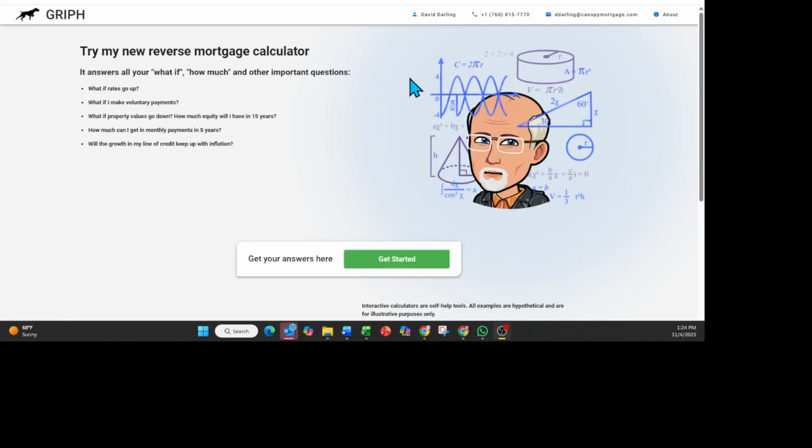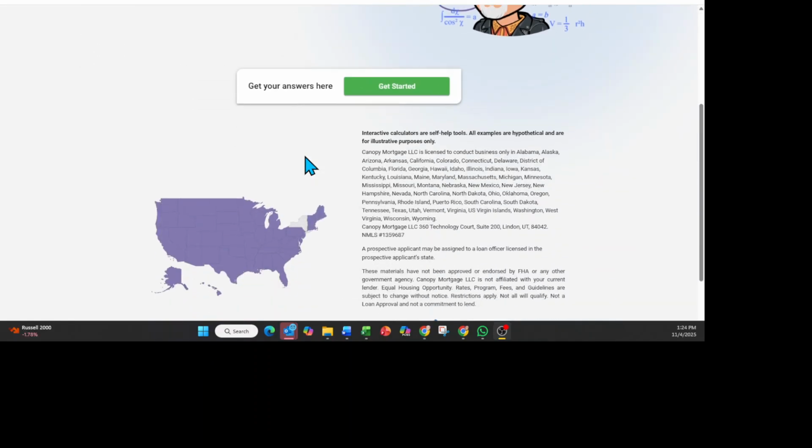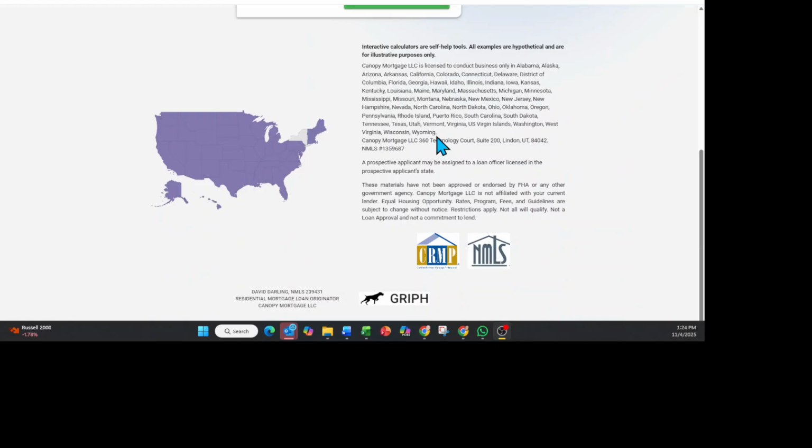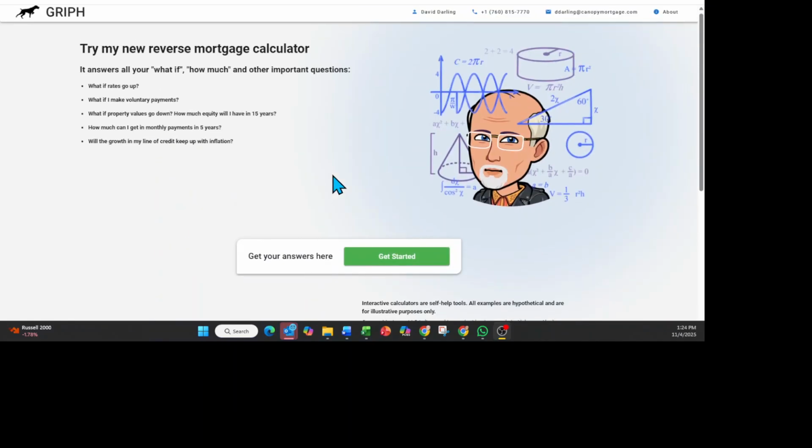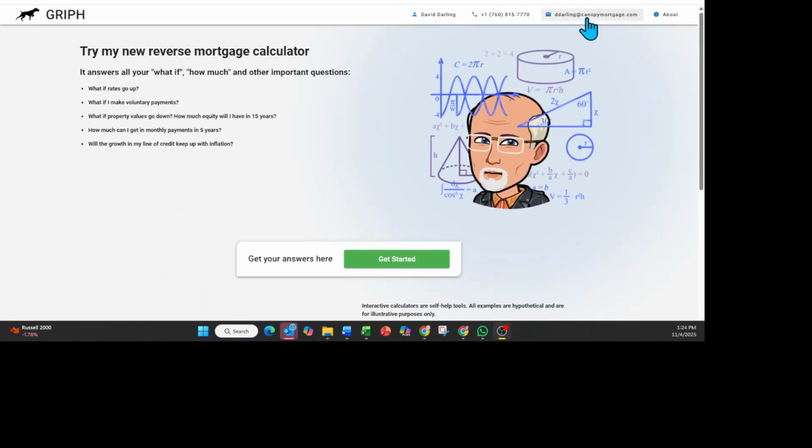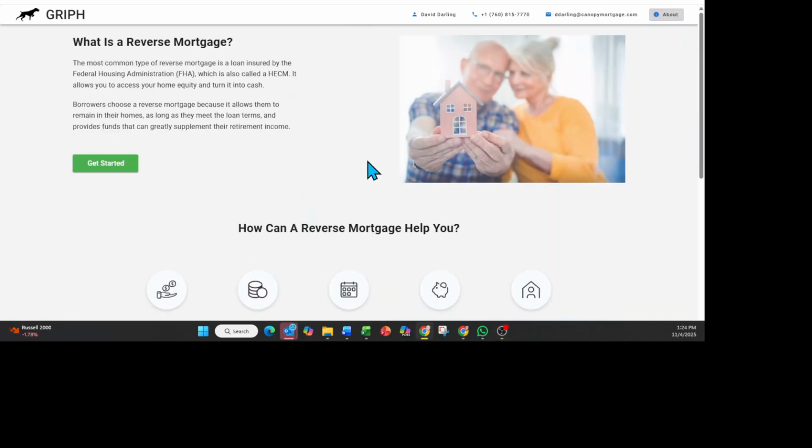This is the landing page. It just sort of says, hey, it's a new reverse mortgage calculator. Try some different scenarios, try some different assumptions, and see what your equity looks like in the future, or your cash flow. Some disclaimer verbiage down here and licensing information for the company that I work with right now. Loan officer contact information. We've got an about page here that just gives a little bit of information.